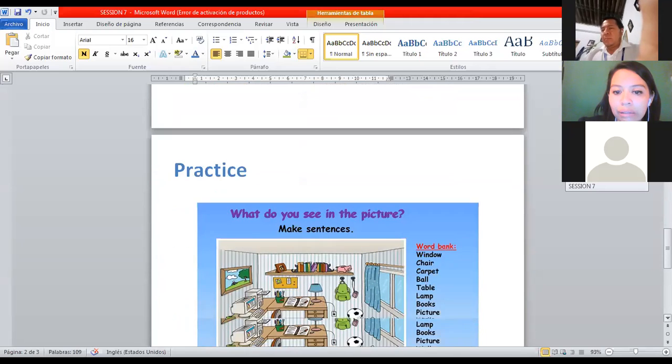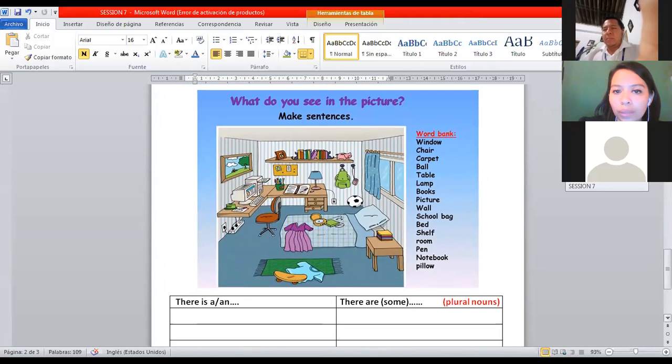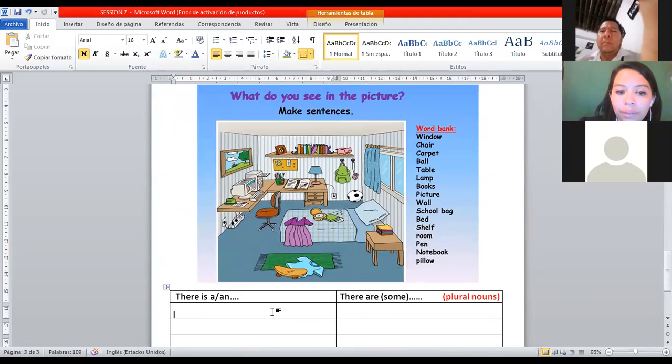Now, let's take a look at this practice right here. We have a little division, okay? And we have there is, and we have there are, okay? So take a look at there is. Normally, when we use there is, para uno, vamos a utilizar a, or we are going to use an. For example, this one, a, I'm going to use it cuando la siguiente palabra, all right, inicie con un sonido de consonante. And I'm going to use an cuando la siguiente palabra inicie con sonido de vocal, all right?